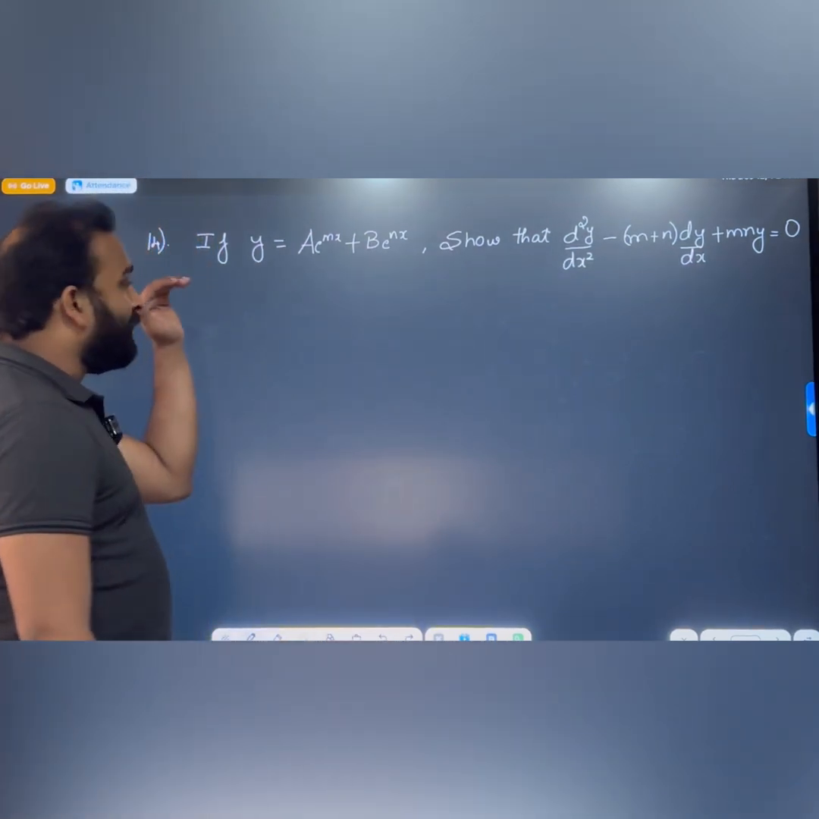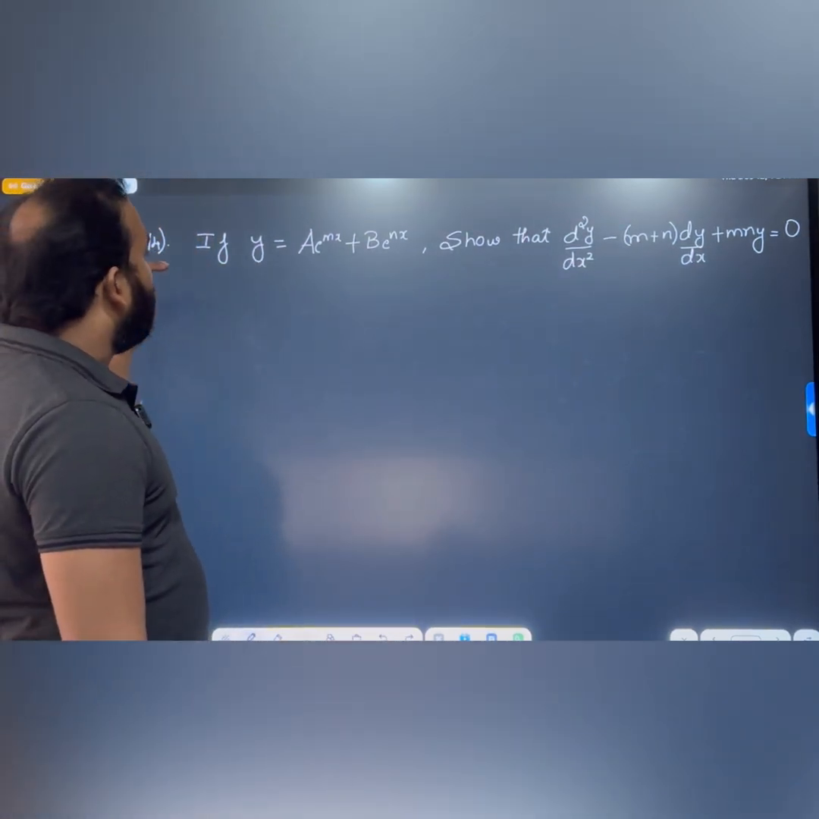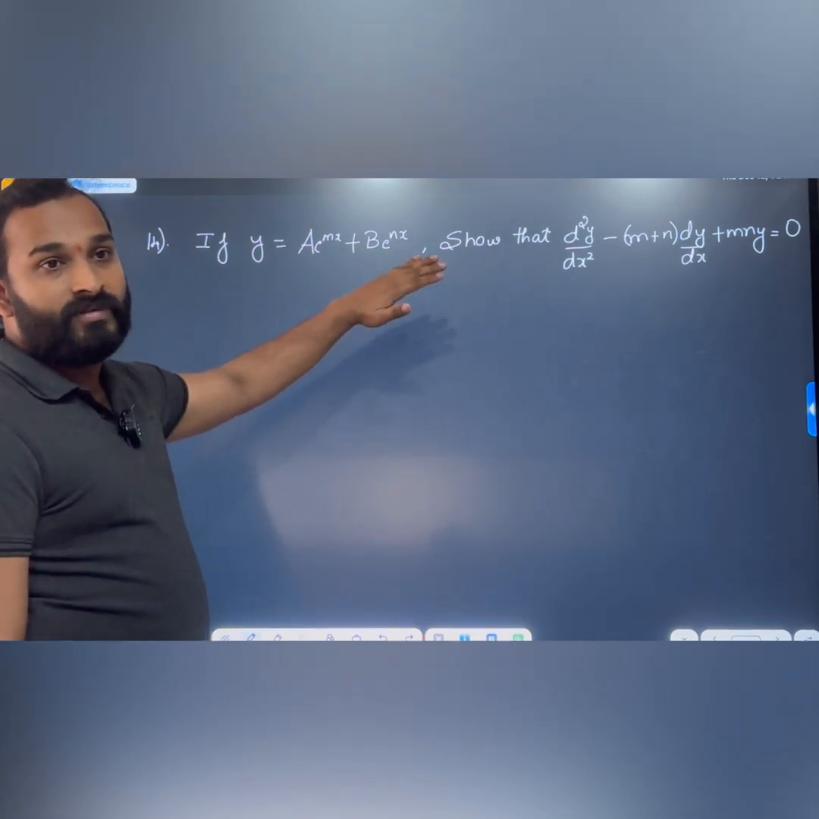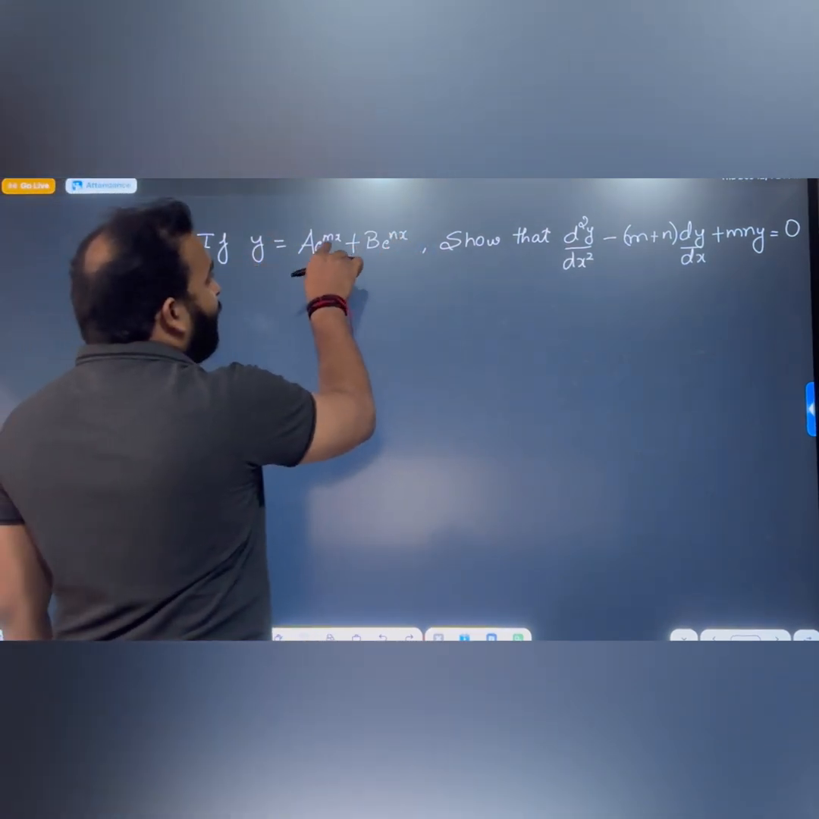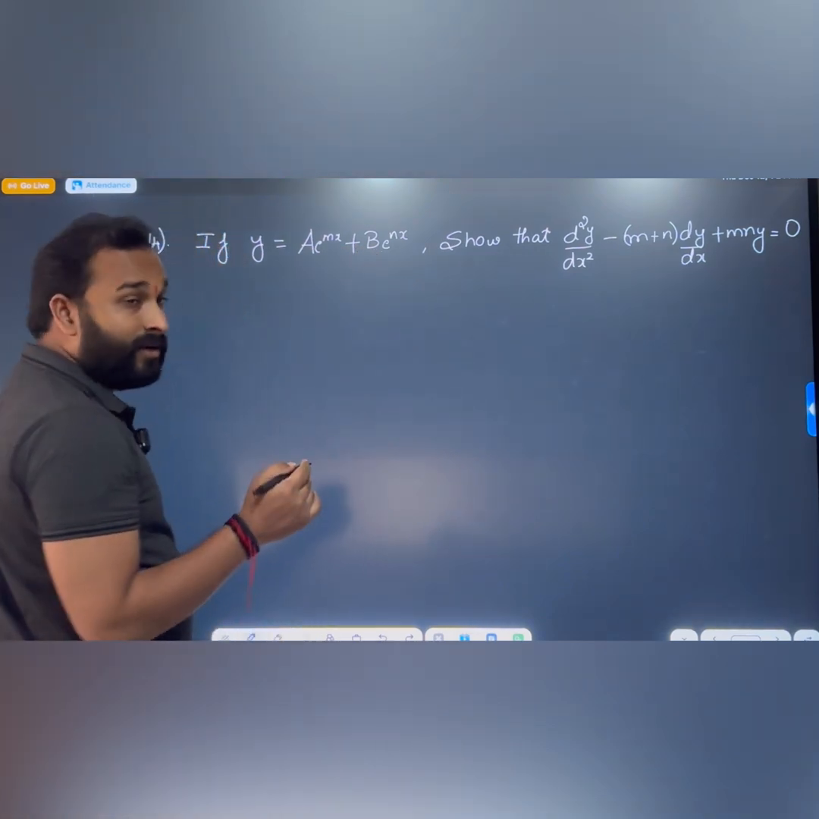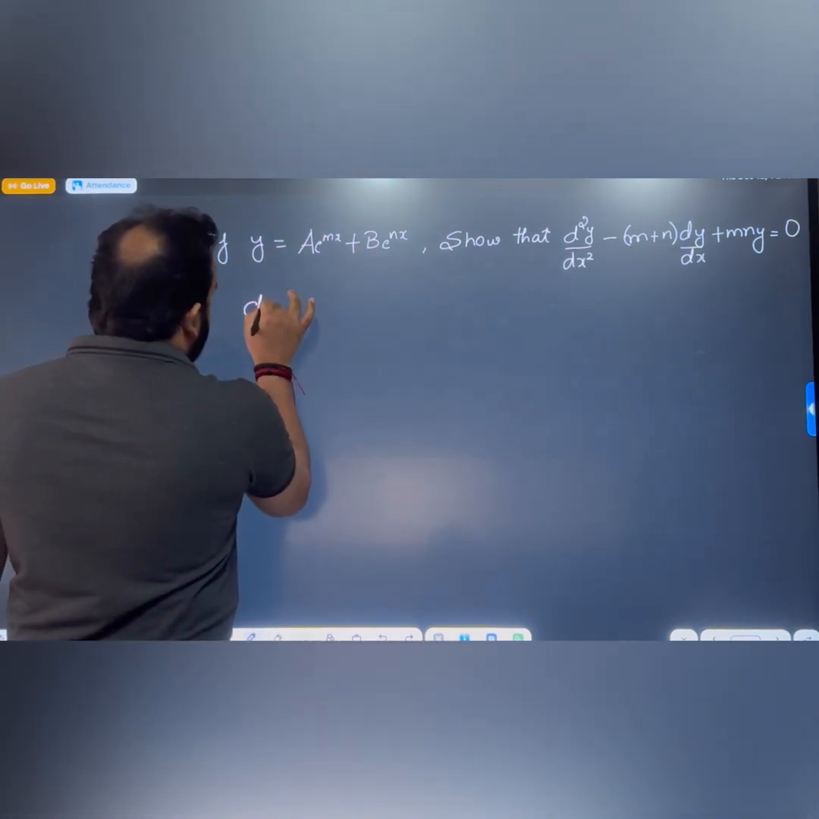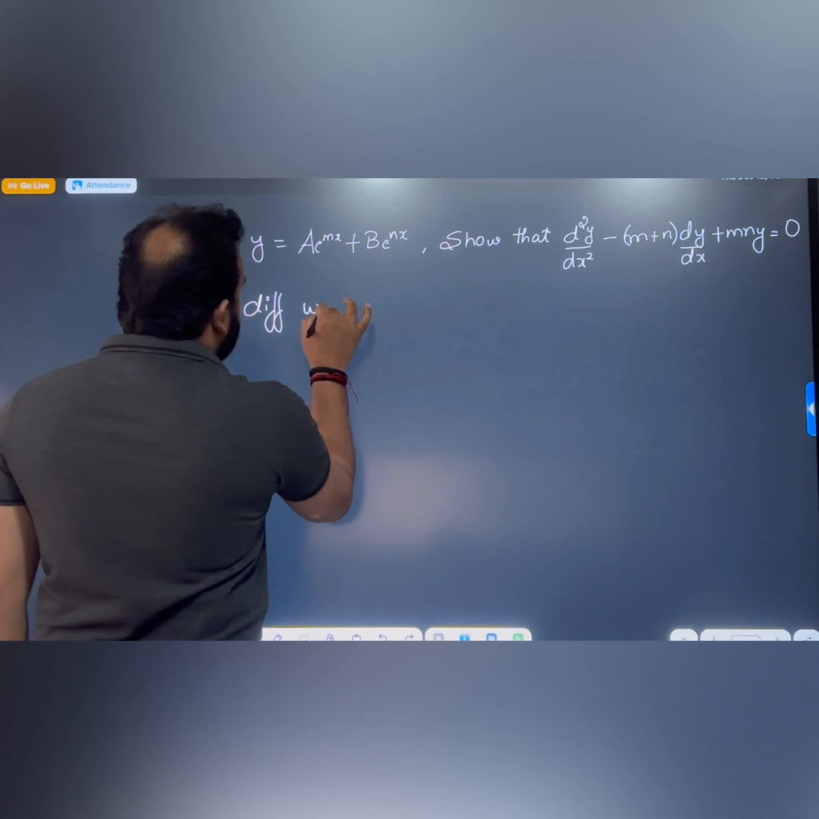What is your question? This is your exercise 5.7, 14th question, and an important question with respect to your board exam point of view. Now, if you look at this, y is equal to a e to the power mx plus b e to the power nx, correct? First, let us differentiate with respect to x.